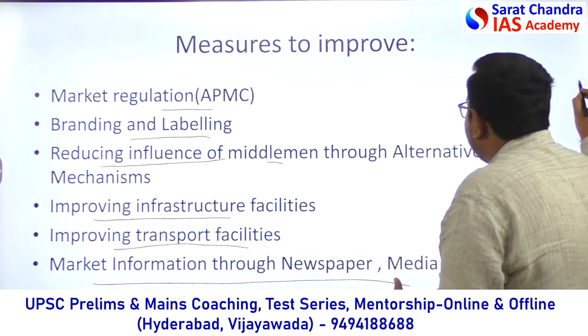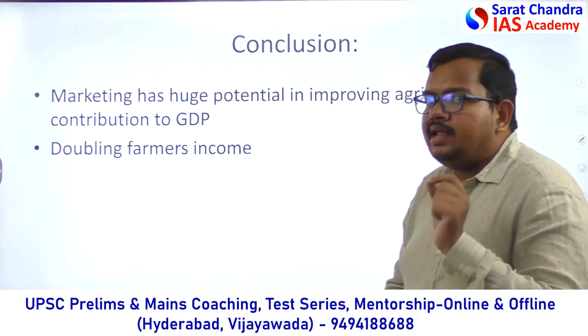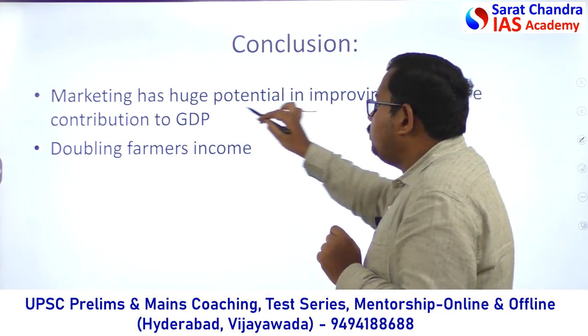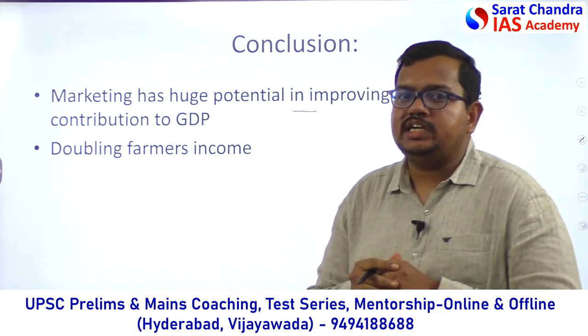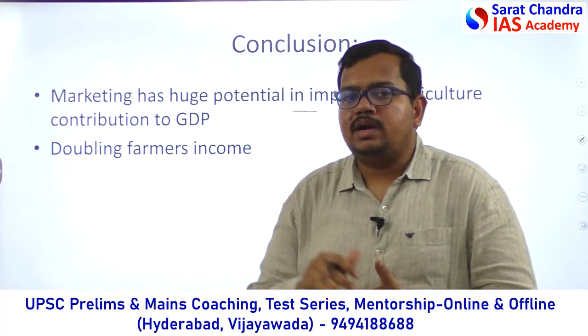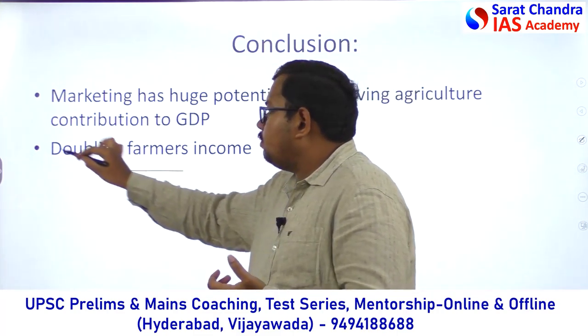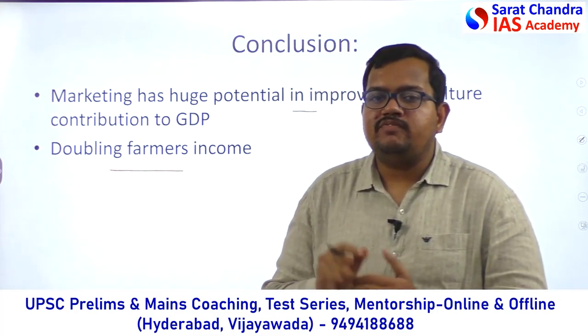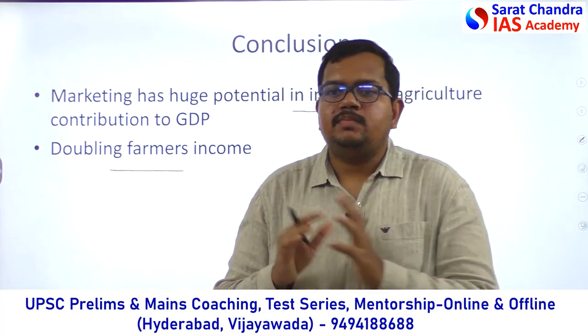And finally, we can conclude by saying marketing has a huge potential in improving agriculture's contribution to our GDP. And unless we improve the overall marketing environment in the country, the doubling of farmers' income cannot happen. Okay, with this we can conclude. Okay, that will be a better conclusion.